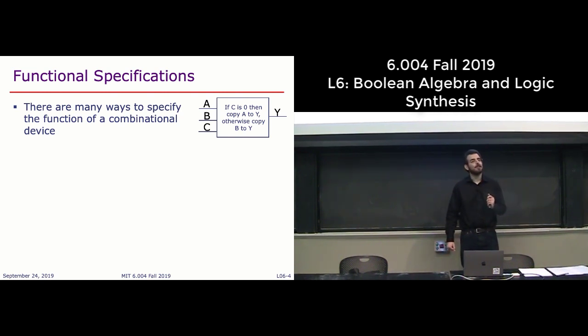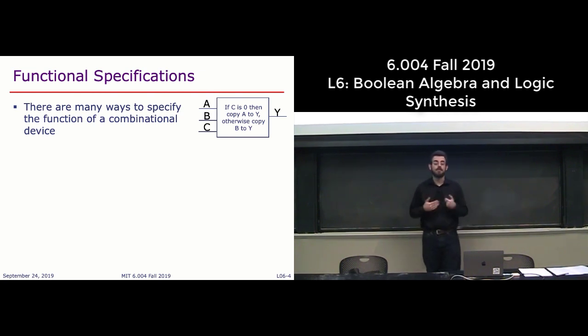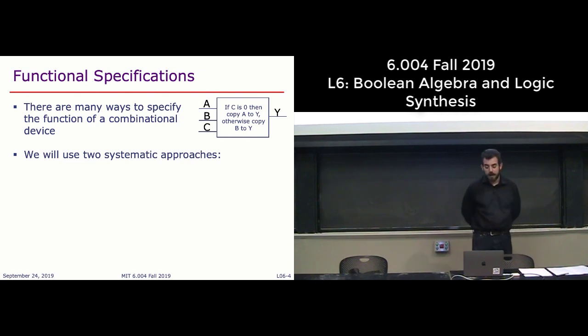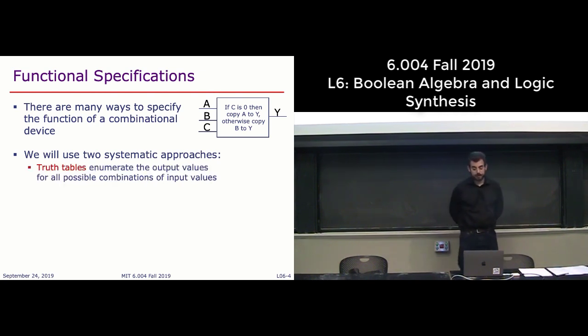Well, this works for very simple circuits, but it's hard to parse. Sometimes it's ambiguous. So we'd like to use systematic representations, right? Formal ways to specify the function of a circuit. And we will use 2 different approaches.